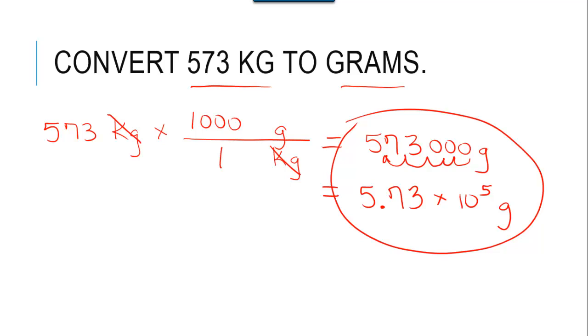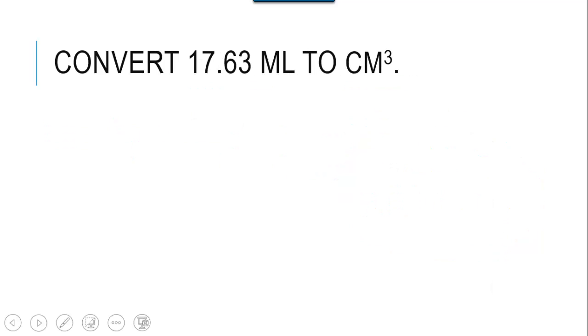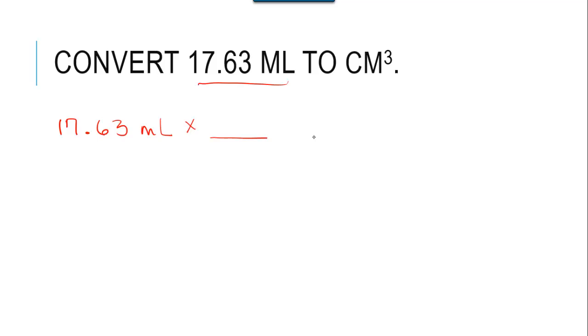Let's try one more. This time we're going to convert 17.63 milliliters to centimeters cubed. Start with that given. I know that milliliters has to cancel out, and I'm looking for centimeters cubed. That goes on top. So then think to yourself, how are centimeters cubed and milliliters related? Well, this one's actually very easy. 1 centimeter cubed is the same thing as 1 milliliter.